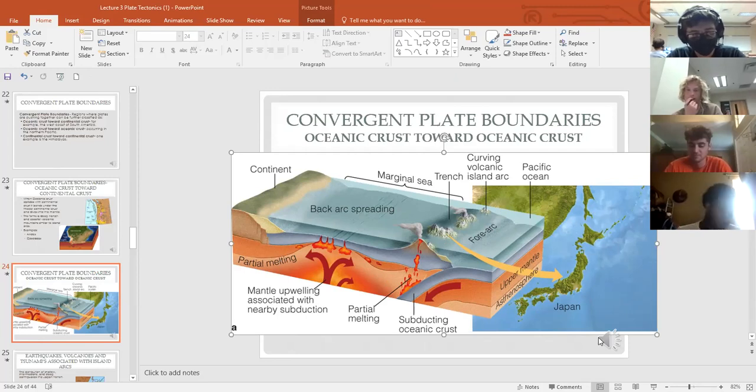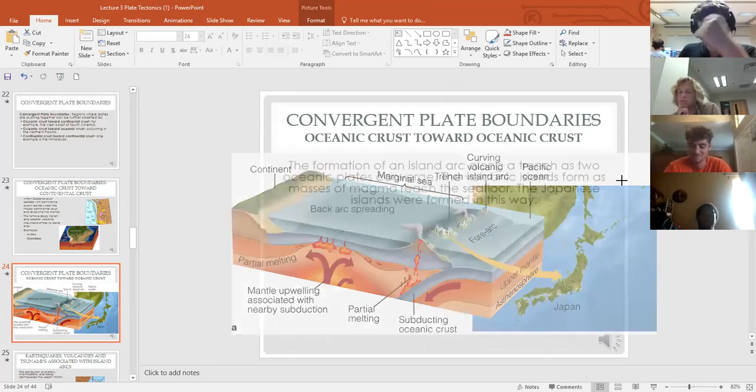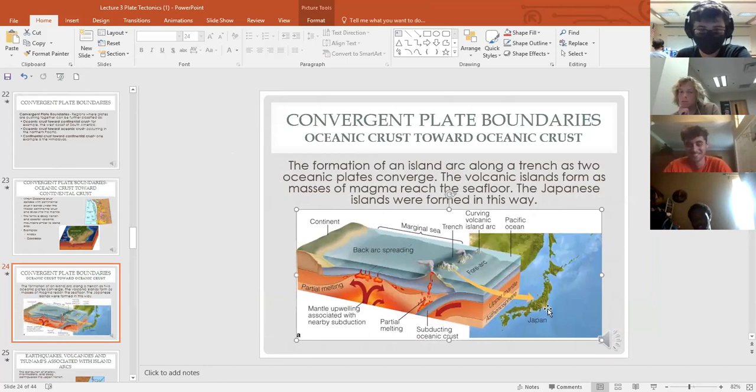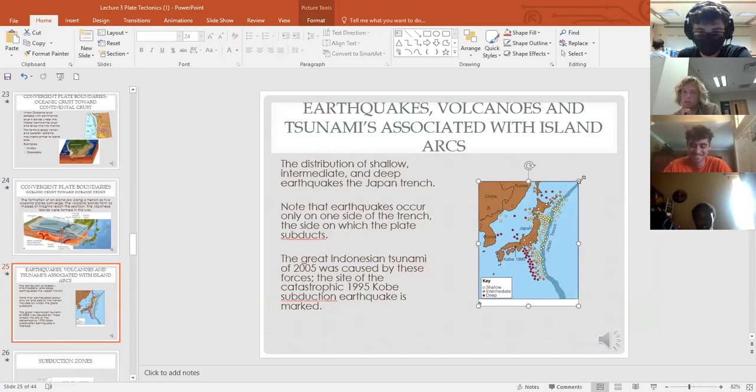So there's your island arc, your trench, and your ocean to ocean subduction. You have a marginal sea associated with the ocean to ocean. Generally you do, because it's not on a continent, so you don't get the explosive volcanoes, but you do have a sea between the continent and the plate tectonics.